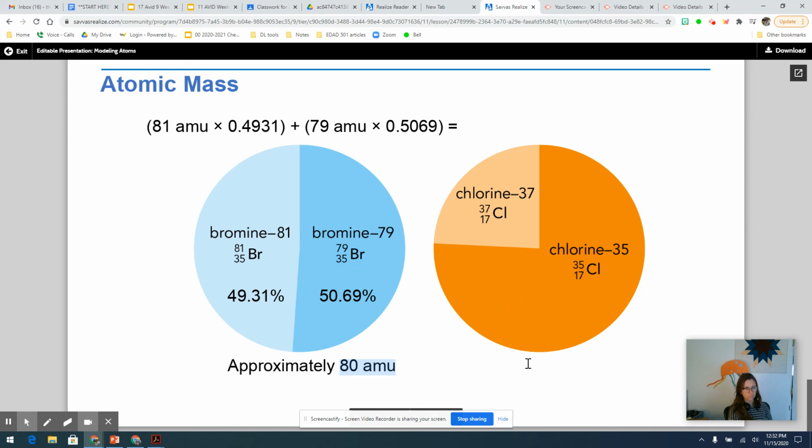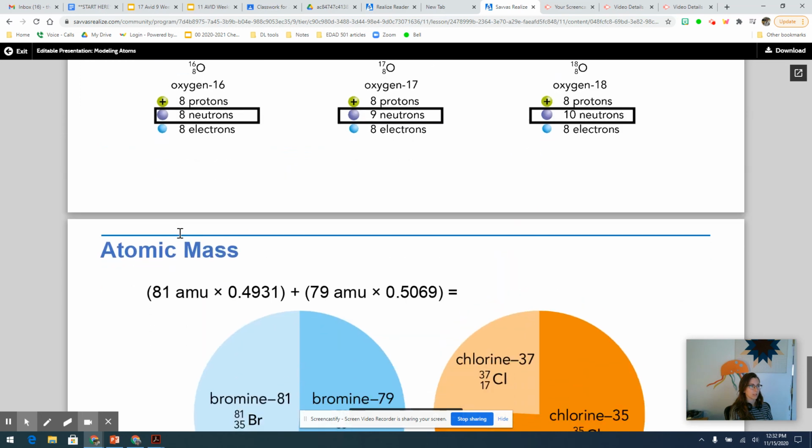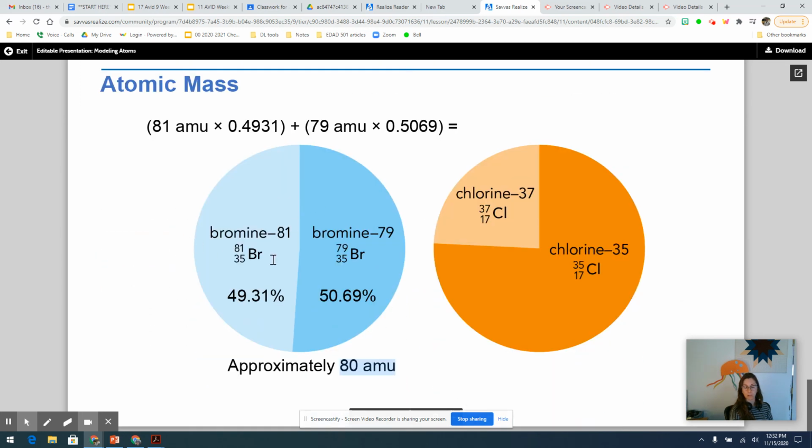Okay, we'll look at this more in depth later on, but this was an introduction to atoms, the internal structure of an atom, and the periodic table, and how to calculate atomic mass.